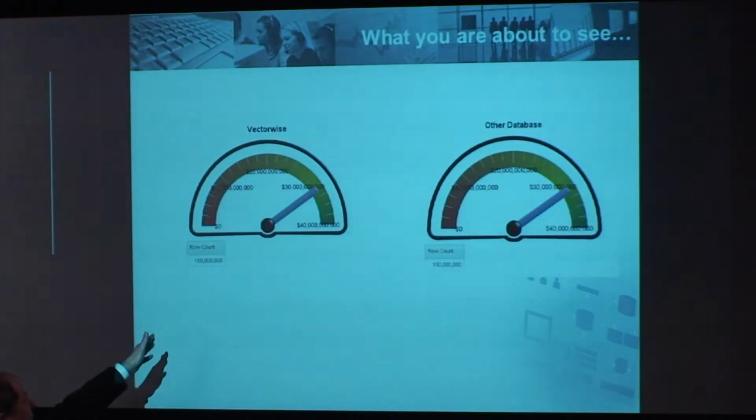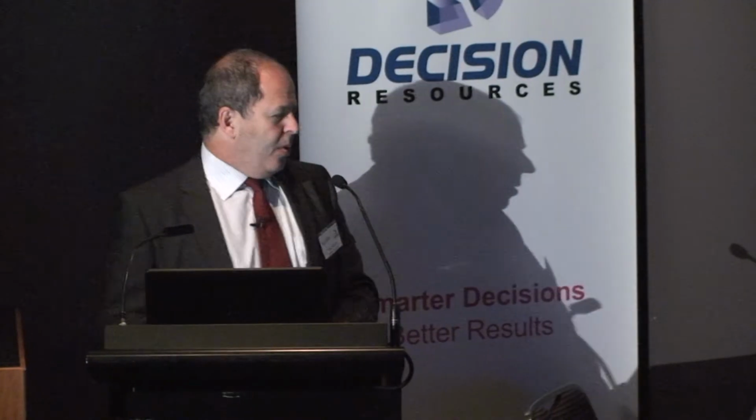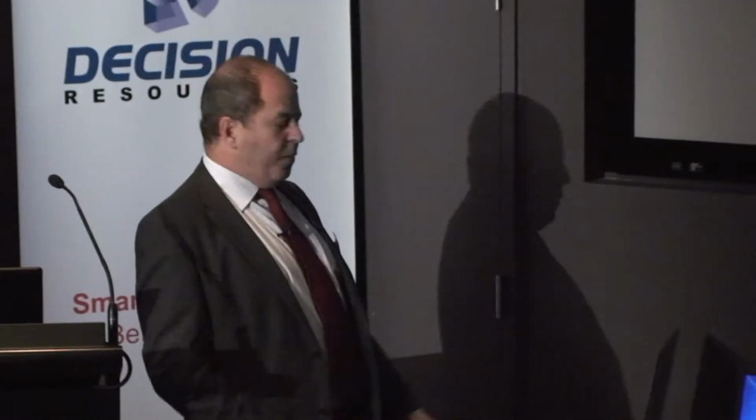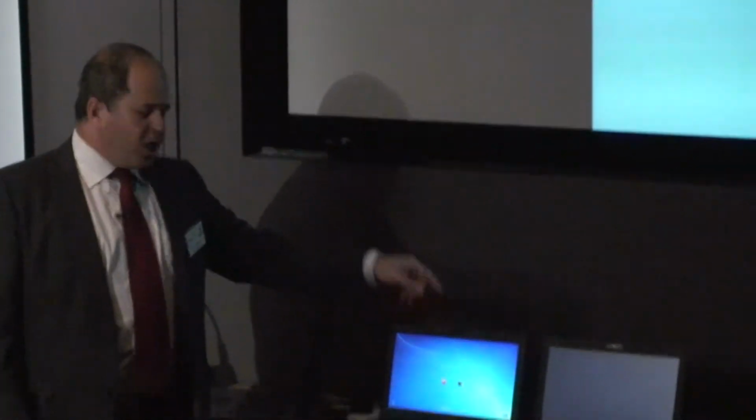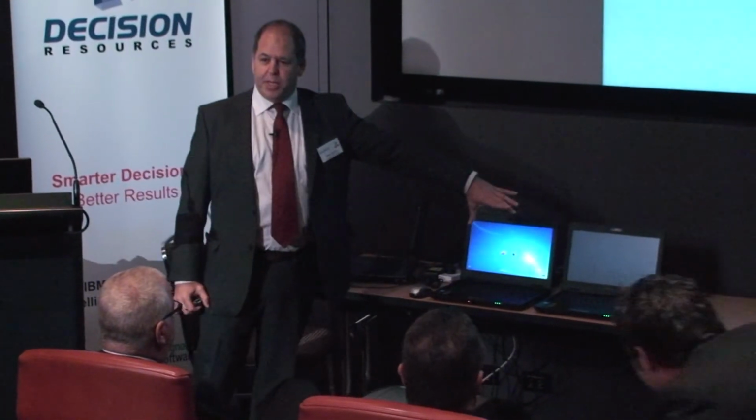What you're going to see on the left-hand side is a query being run off the VectorWise database. On the right-hand side is another industry standard database. The structure that we've set up, you see on the table in front of you, we've got 3 laptops. Each laptop is running a database server. Each of these 2 laptops is running the database server.